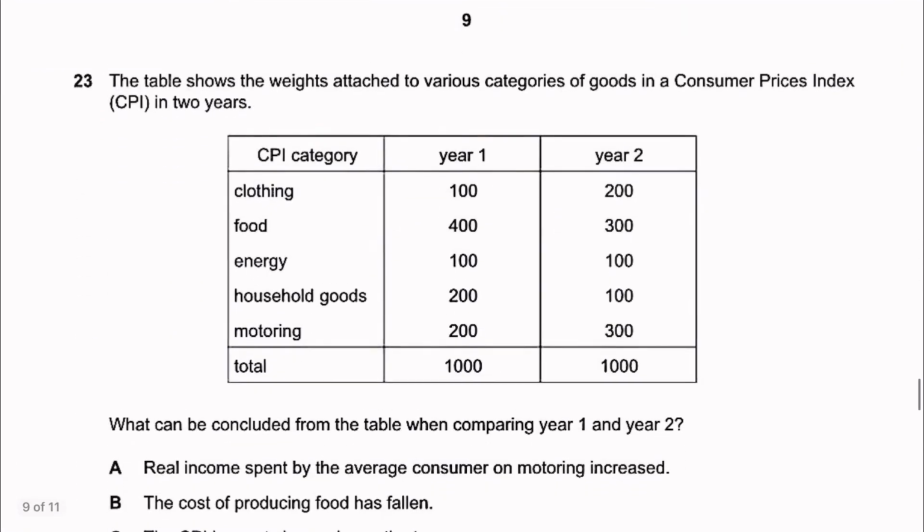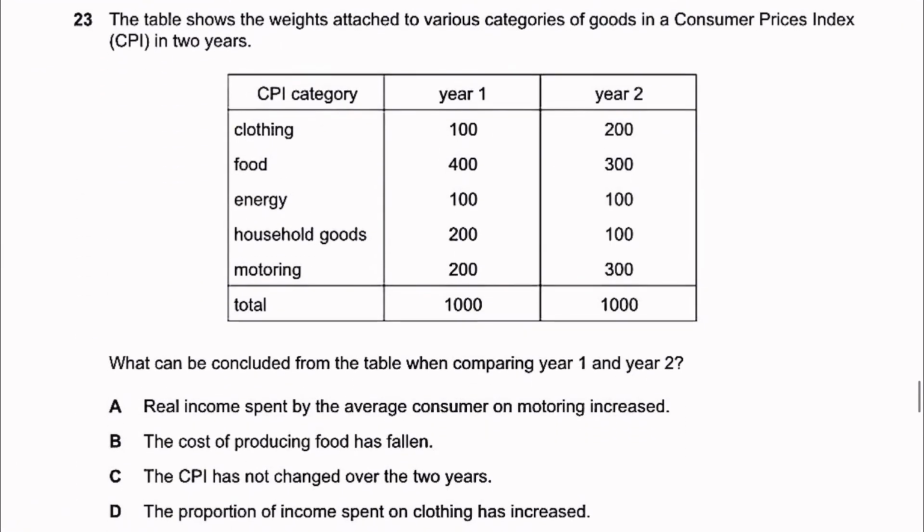Question 23. Table shows weights attached to various categories of goods in a CPI in 2 years. What can be concluded from the table when comparing year 1 and year 2? So first, we need to know what a CPI is. CPI measures the change in price paid by consumers for different goods and services over time.